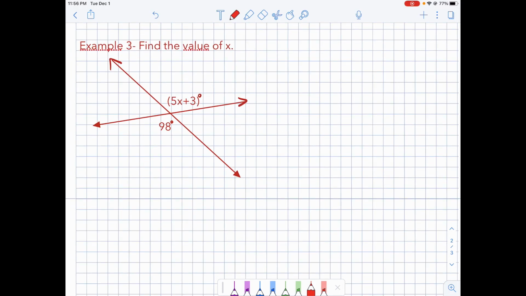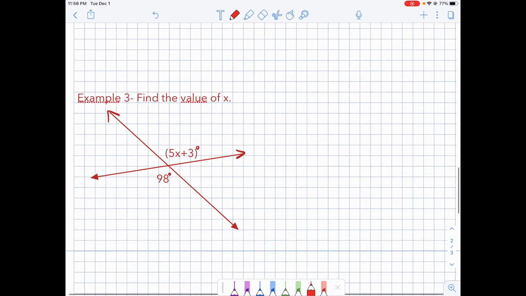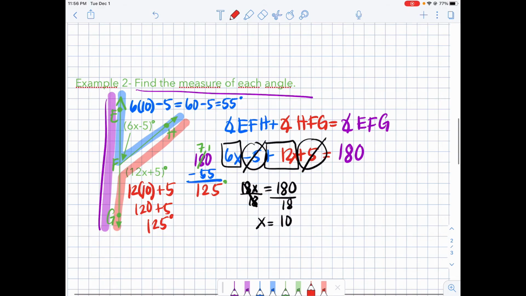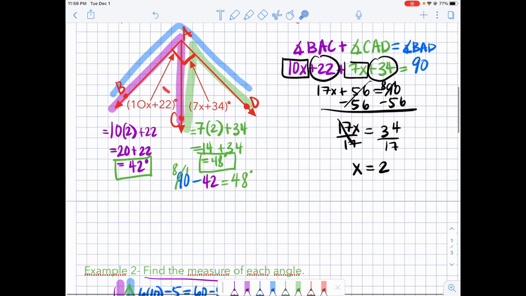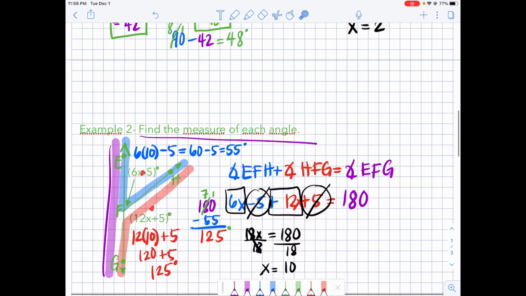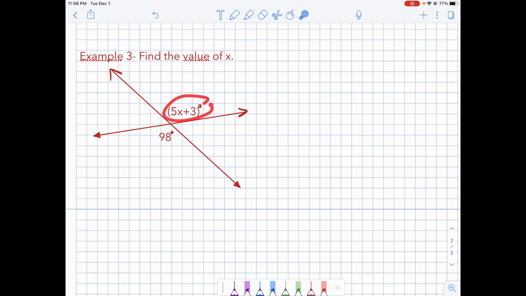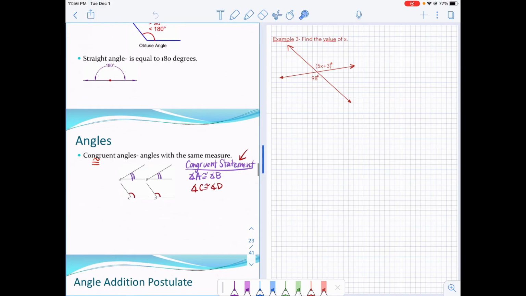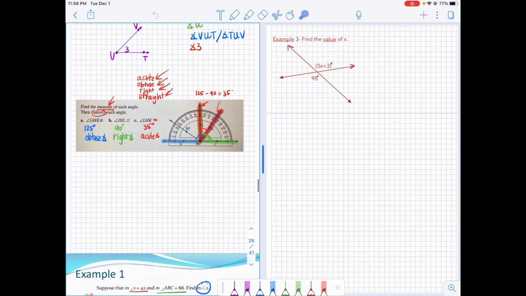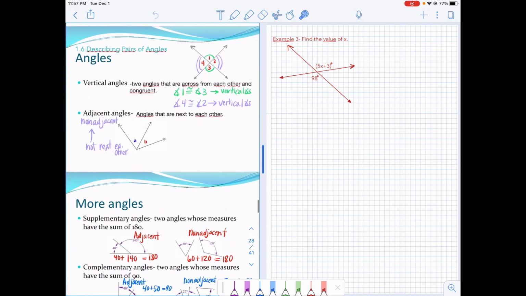Example 3. In this case, we're talking about angles that are not adjacent to each other. If you see here, these angles were adjacent, and that's why we were able to use the angle addition postulate. So again, adjacent, next to each other, the angle addition postulate. These angles here are not adjacent to each other, which creates a problem. So we got to go back to our notes and figure out, what is this? So I know for sure it's not the angle addition postulate. So maybe I have to go further.